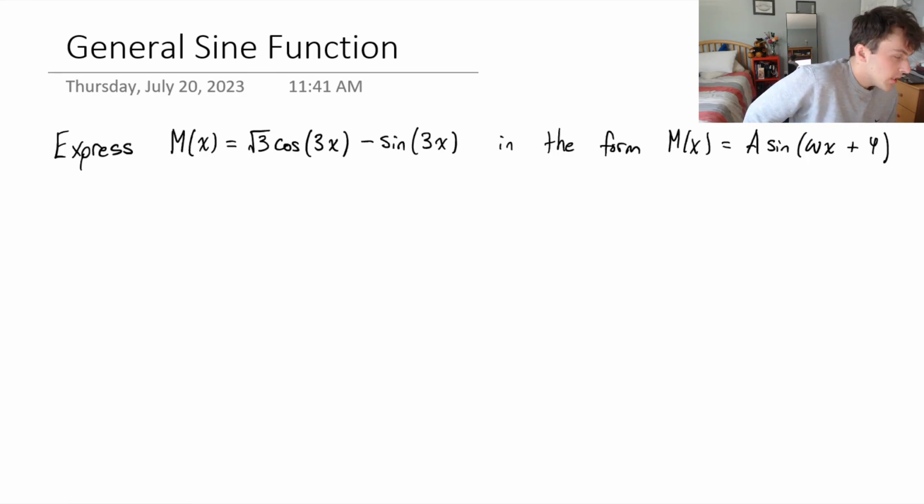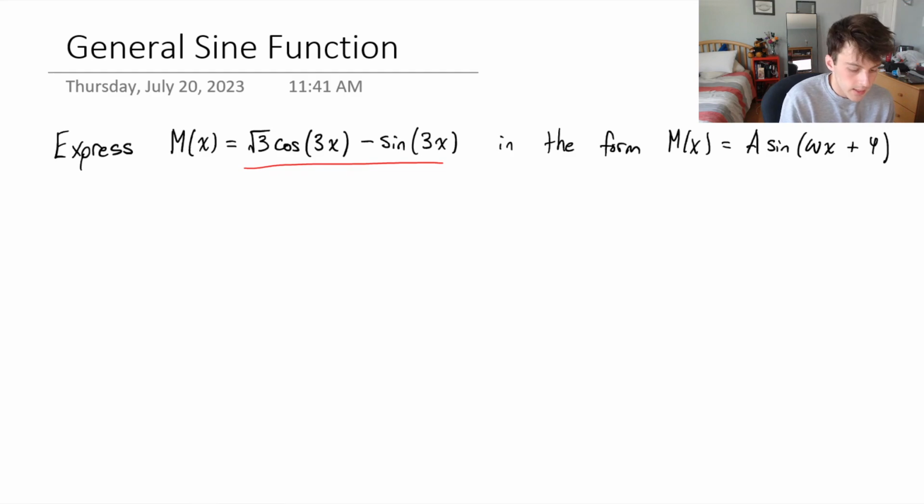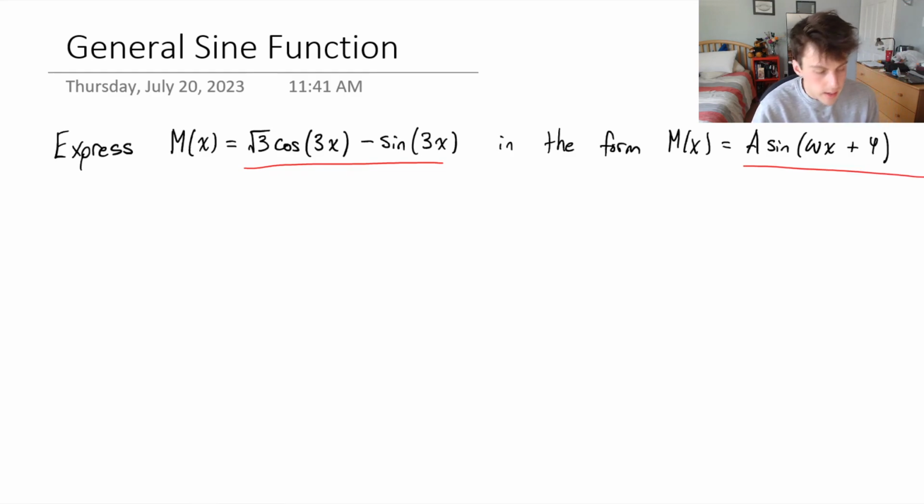Hey everyone, in this video we're going to take a look at when we're given a function that's got multiple different trig functions in it and we're asked to simplify it into a single general sine function. So you can see we're given the function here, square root of 3 cos 3x minus sine 3x. And we're trying to put it into the form of just a times sine of omega x plus phi.